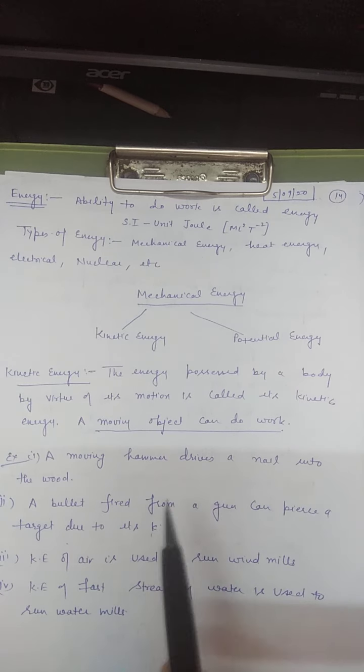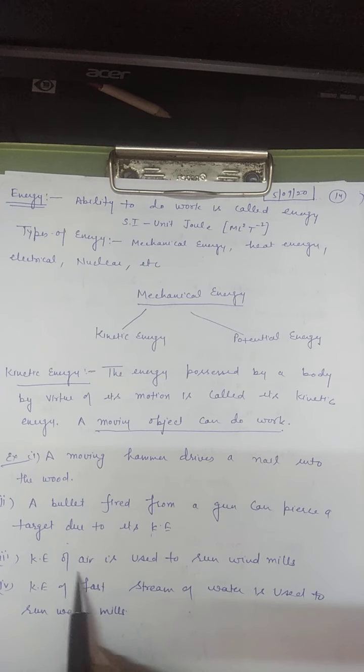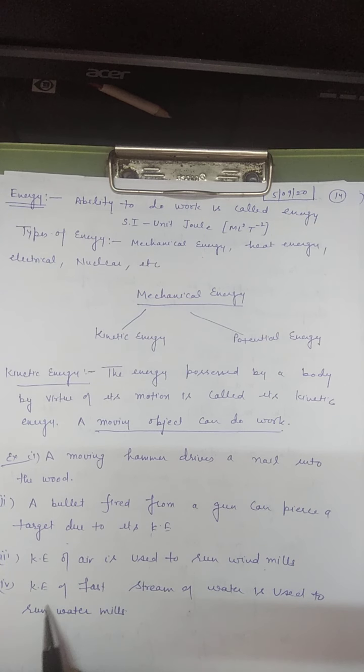When a bullet is fired, it has some velocity, and that is why it gets pierced into a target. Kinetic energy of air is used to run windmills, right? All of you know how electricity is generated with the help of the kinetic energy of air. Kinetic energy of a fast stream of water is used to run water mills or water turbines. All of you know about this.